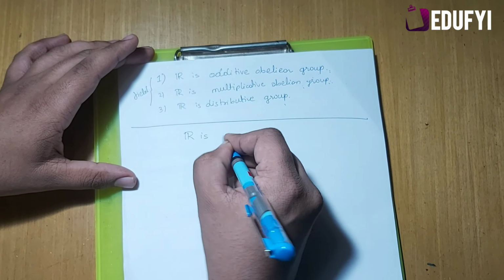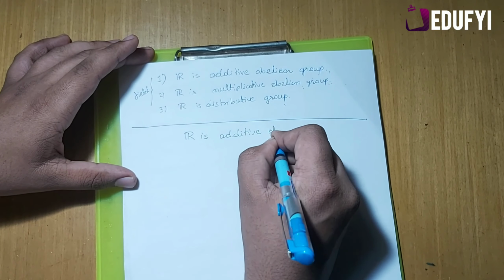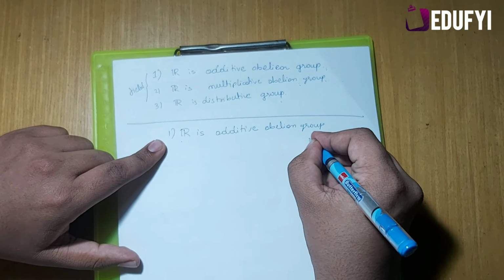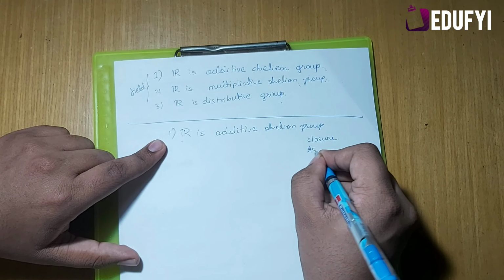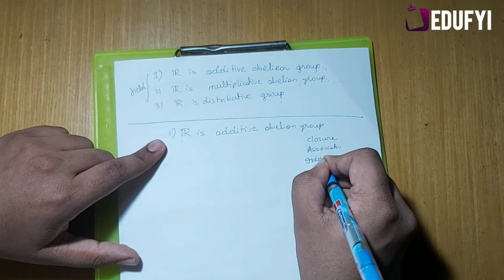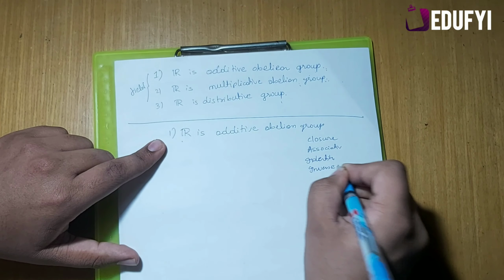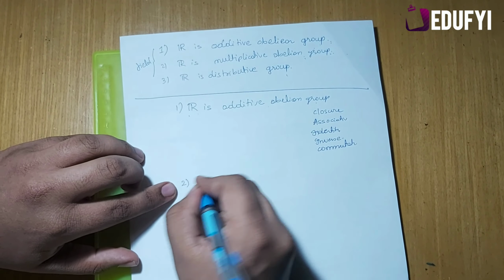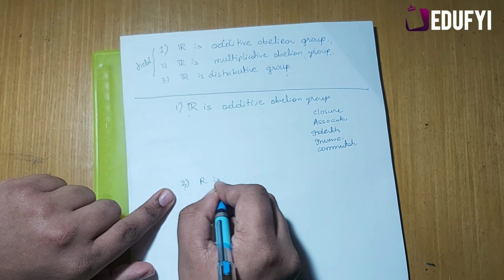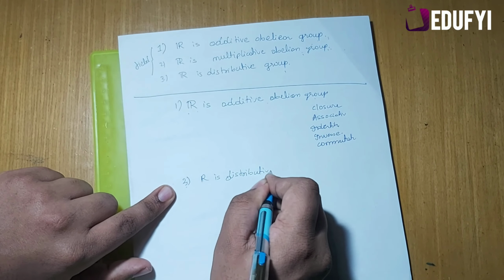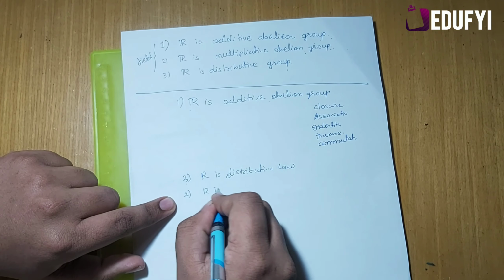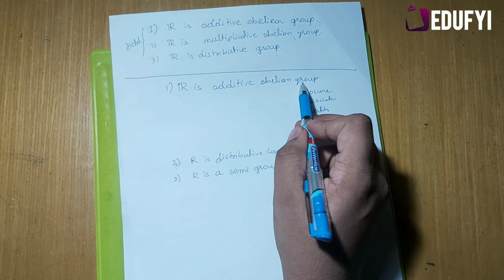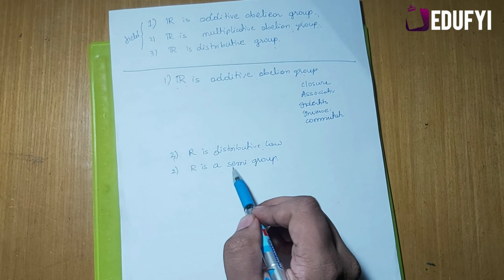You're simply proving that R is an additive abelian group. You prove that R is an additive abelian group by proving the closure law, associative law, identity, inverse, and commutative law. You also prove the third one, that R is distributive. You prove the second one, that R is a multiplicative semi-group. So you prove that R is an additive abelian group, R satisfies the distributive law, and R is a multiplicative semi-group.